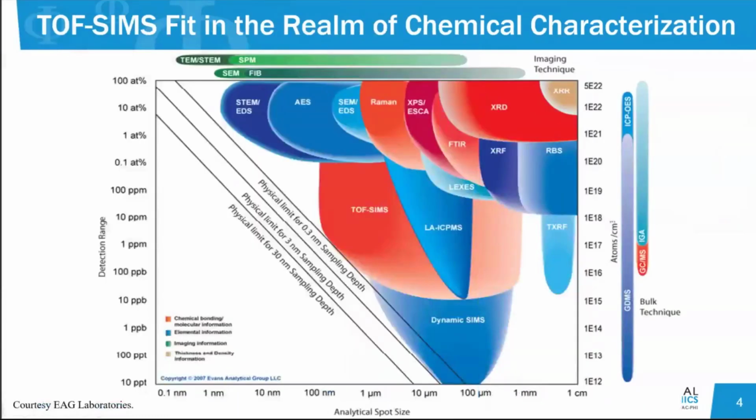So how does TOF-SIMS fit into the realm of chemical characterization? This is a nice bubble chart by Evans Analytical Group. It really shows how all the techniques work together and how they fit into this puzzle of materials characterization. On the y-axis, we have detection range or detection limits, and then analytical spot size on the x-axis. This talk is going to focus on TOF-SIMS, so you can get down to roughly 100 nanometer spot size with parts per billion detection, and you can also get chemical information, molecular and elemental information. Just showing how it fits together with Auger and XPS instruments and the information you can gain there.